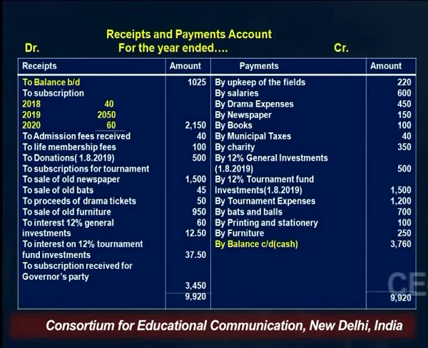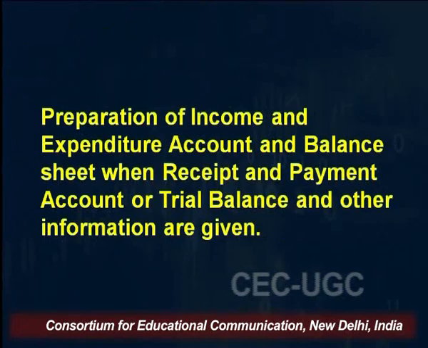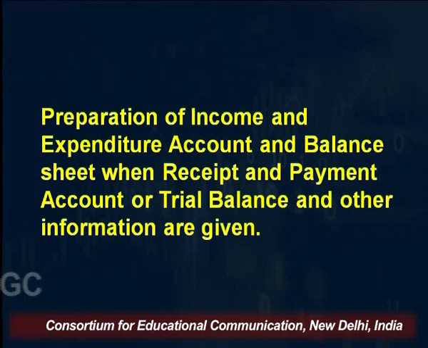All types of items, whether they are capital items or revenue items, whether they belong to the current year, previous year or next year, are recorded here. So this is the way we prepare the receipt and payment account from the given information. Now let's come to the next point, that is preparation of the income and expenditure account along with the balance sheet, when a receipt and payment account or trial balance or any other information is given.